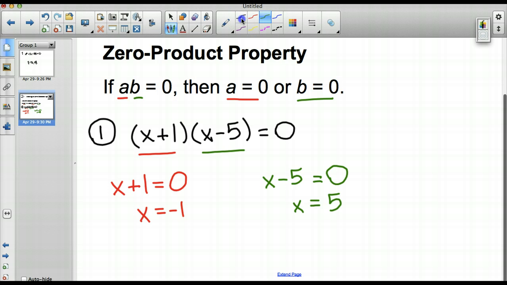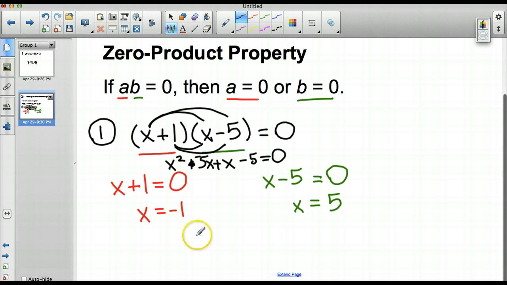Okay, if we were to multiply this out and do some FOIL, we would get an x squared minus 5x plus 1x minus 5, which would look a lot more like a quadratic equation that we're used to seeing because it would have an x squared in it. So this equation here is already in factored form, and now that we know this zero product property, we can say what the two solutions would be. The solutions would be -1 and +5.